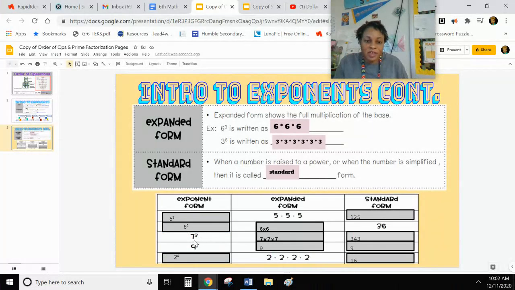Stopped off here at 7 cubed. Hopefully you wrote 7 times 7 times 7, which is 343. We know that one already. 9 to the 1st power is just 9. Then we have 2 to the 4th power, which is 2 times 2 times 2 times 2, which hopefully you got was 16. So let's practice some more.